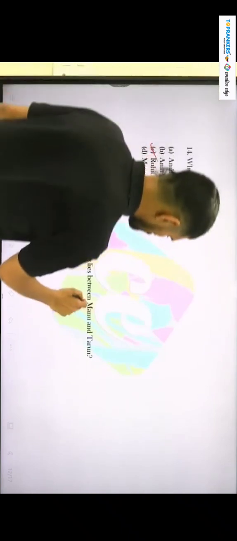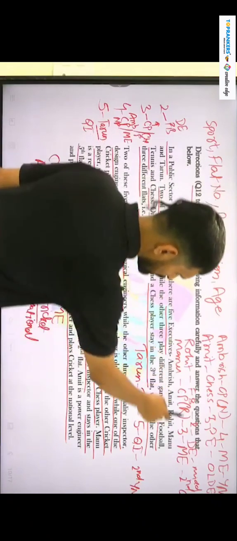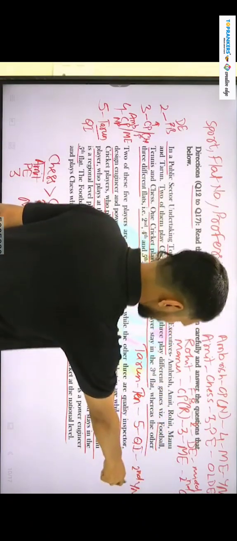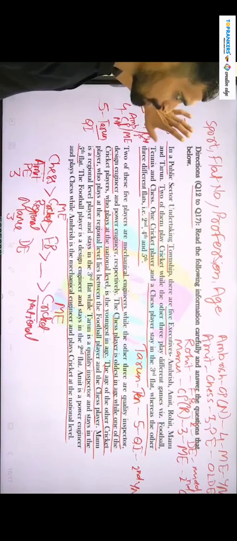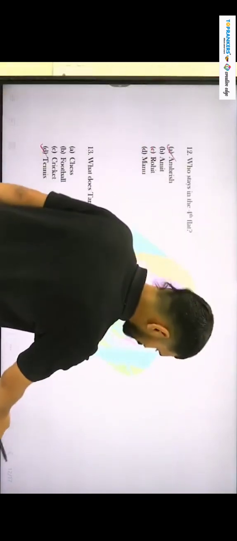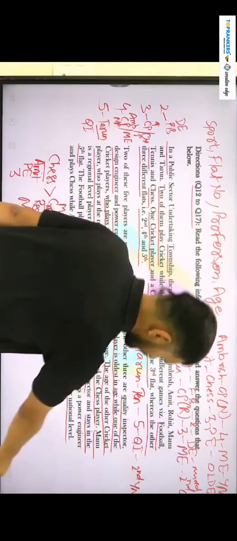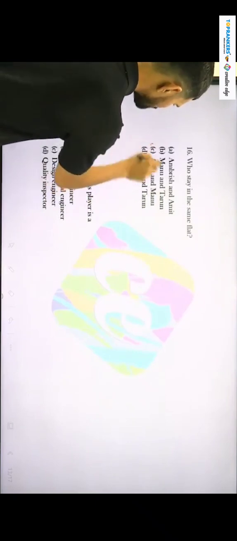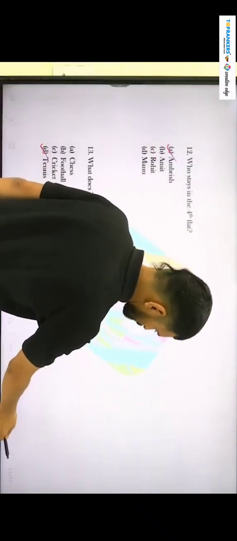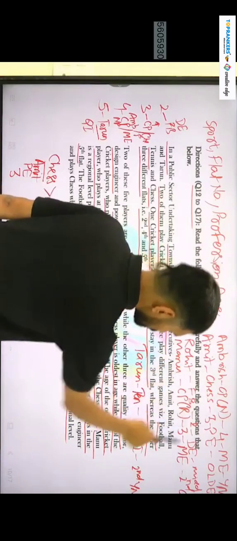Age-wise, who among the following lies between Manu and Tarun? Manu is second oldest, Tarun is second youngest. So in between the two is Rohit. Rohit is what by profession? Rohit's profession is design engineer. So the answer to this one is design engineer. Next, who stays in the same flat? It is Manu and Amit. You can check it once again. Amit flat number 3, Manu flat number 3.